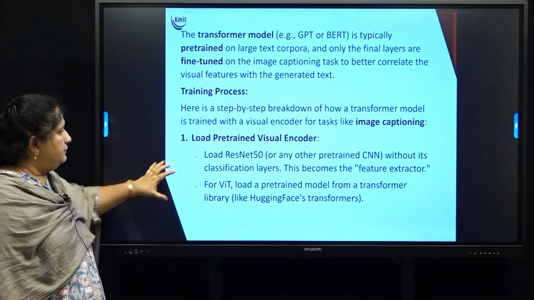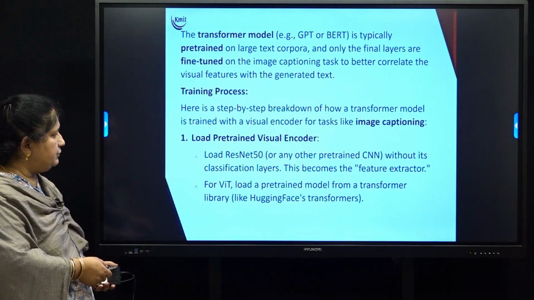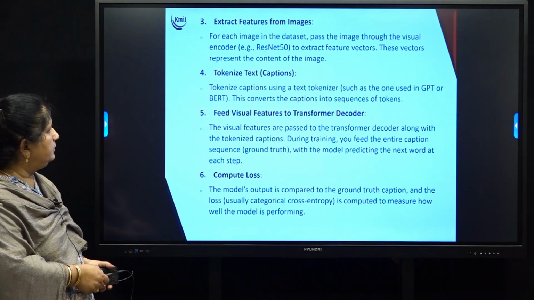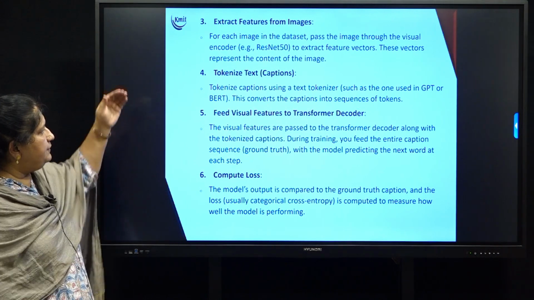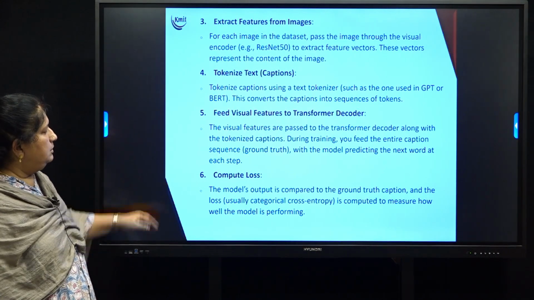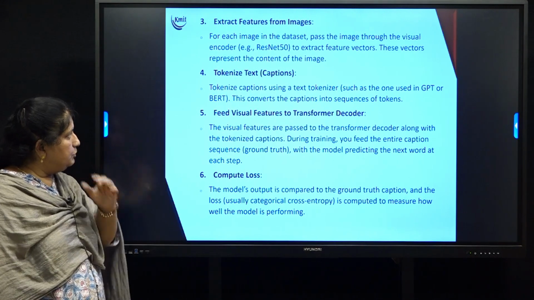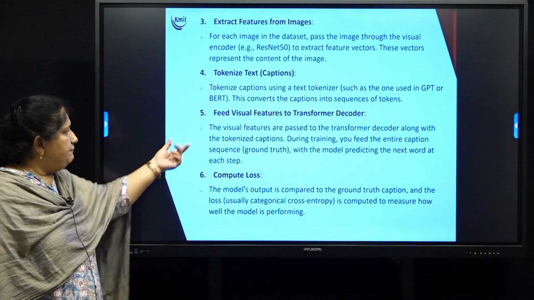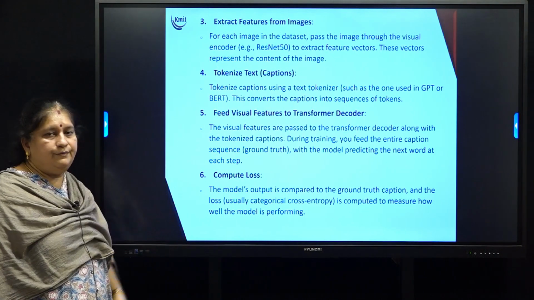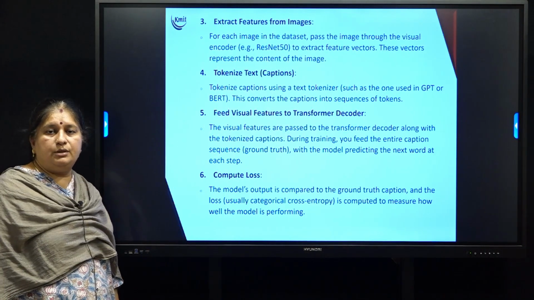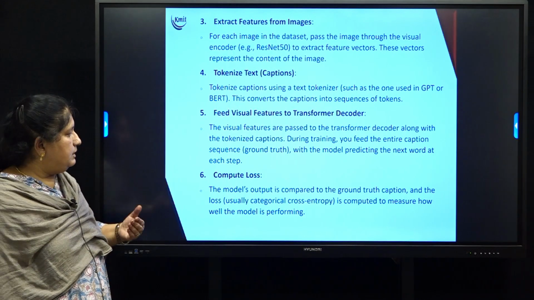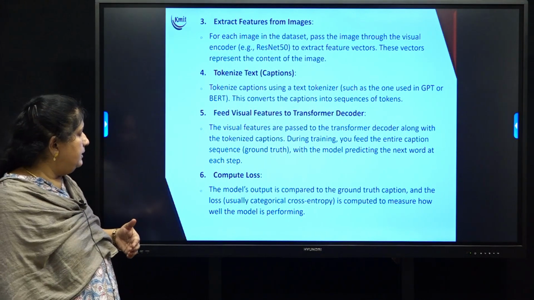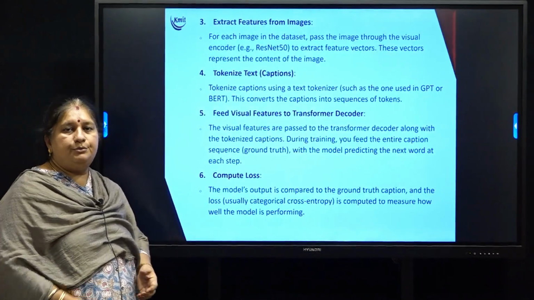Training process: first you load the pre-trained visual encoder, then extract the features from the image. After that, we go for tokenizing the text, wherein each token is generated. Then finally, the generated tokens are given to the decoder, which is trying to put them in proper order so that the relevancy of the caption is maintained. And finally, we are going to compute the loss.